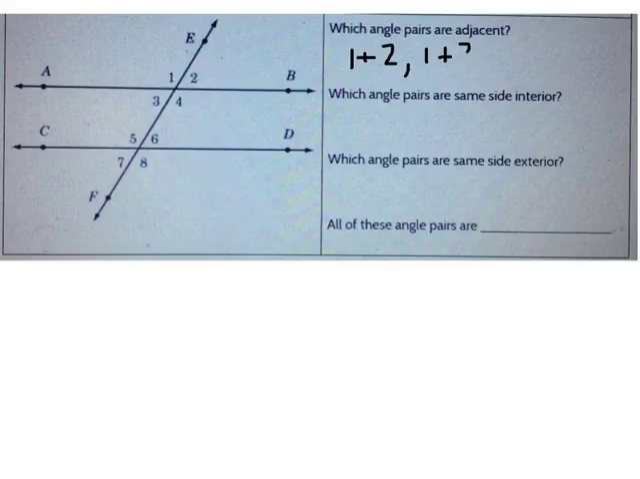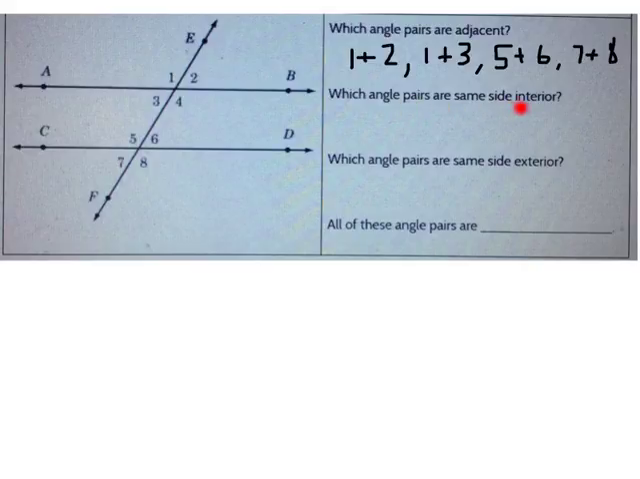1 and 3 are adjacent. They're also right next to each other. 5 and 6 are adjacent. 2 and 4 are adjacent. 7 and 8 are adjacent. Any angles that are right next to each other are adjacent angles.